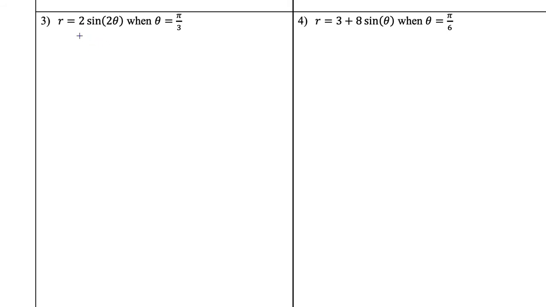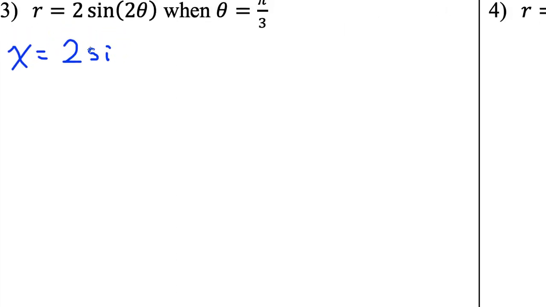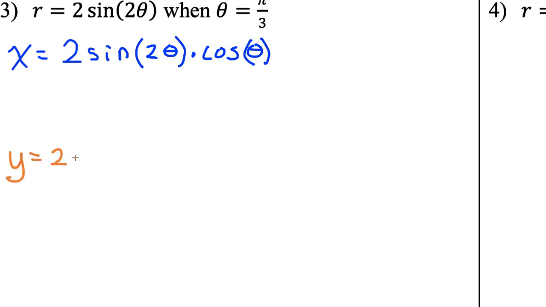Again, we're first going to solve for x. So x is going to be equal to 2 sine, and I should zoom in here so my handwriting looks nice when I zoom back up. So sine of 2 theta, that's going to be multiplied by cosine of theta. Leave some room. Y is going to be equal to, again, that 2 sine of 2 theta times sine of theta. And let's take the derivative of each of them with respect to t.